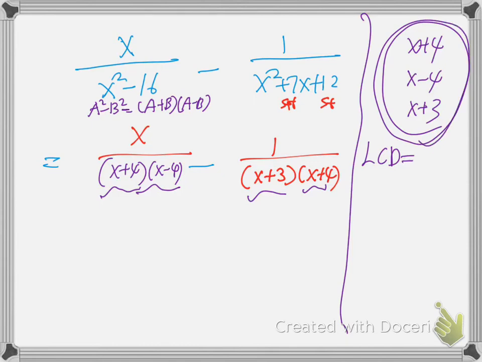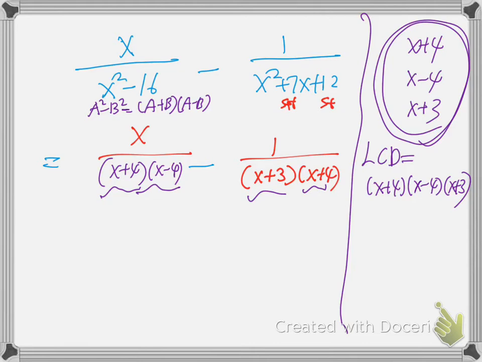Okay, all the different linear expressions, you multiply them together, you got the LCD. x plus 4 times x minus 4 times x plus 3. So this is our LCD.